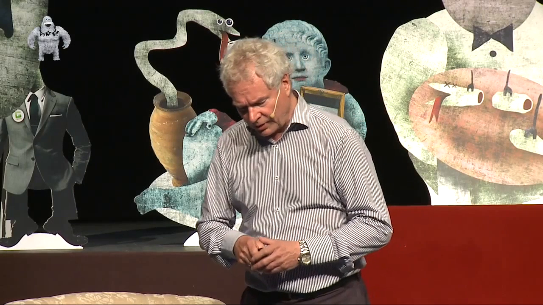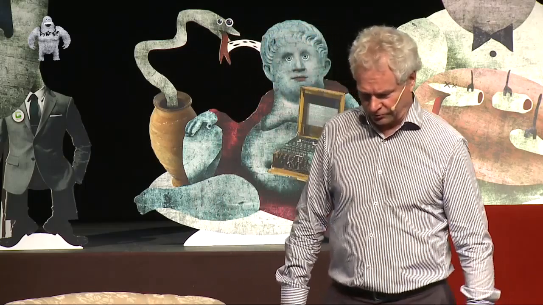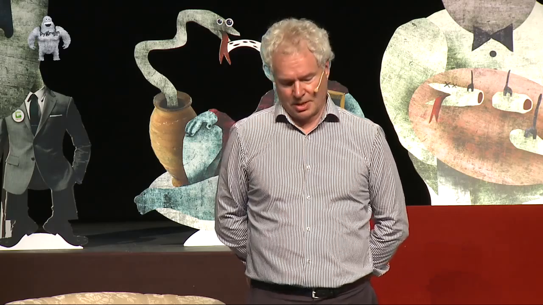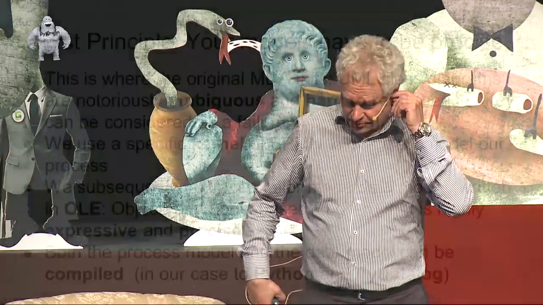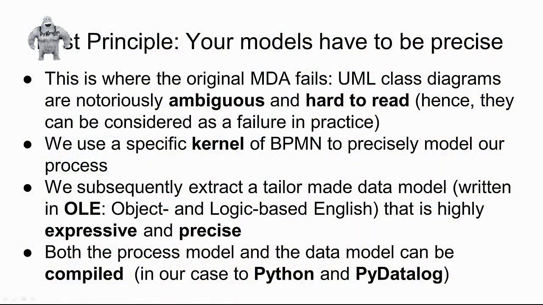But the thing is, why can we succeed where the original model-driven approach fails? Well, first of all, your models have to be precise. And this is where the original MDA fails, because anybody who has any experience with UML class diagrams knows that they are notoriously ambiguous and really hard to read. And actually, they can be considered a failure in practice. What we do instead is we use a specific kernel of business process modeling notation, by the way, also introduced by the OMG, to precisely model our process.